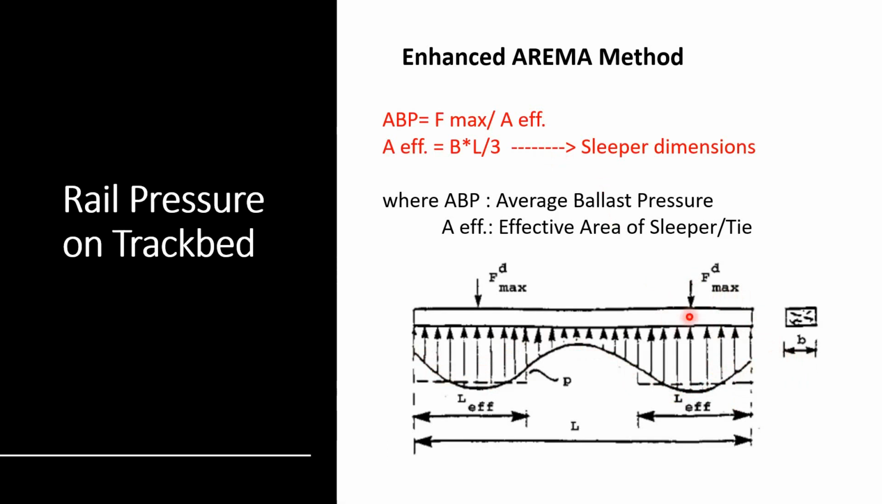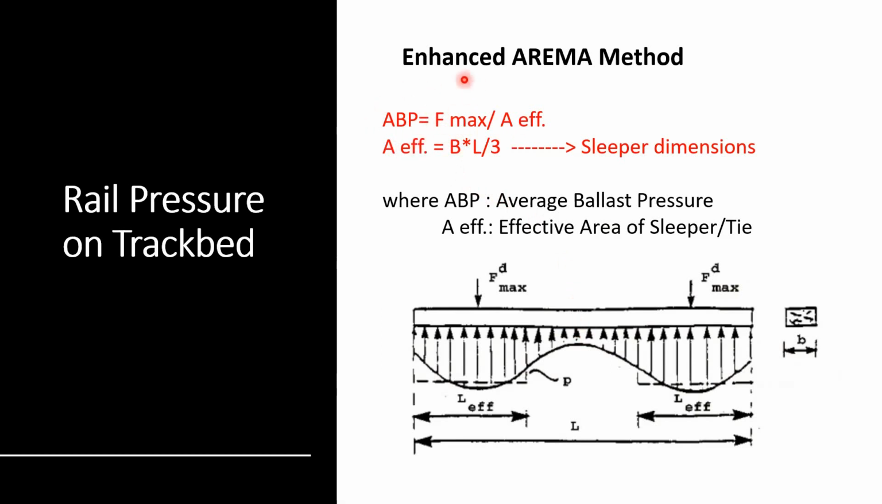But as you see here, you have a maximum pressure and you don't have a uniform pressure all over. You have an effective length of the tie that actually sustains the majority of the load. And then you have an area here where the surcharge significantly drops. So you divide your maximum force by the effective area and you get your average ballast pressure.